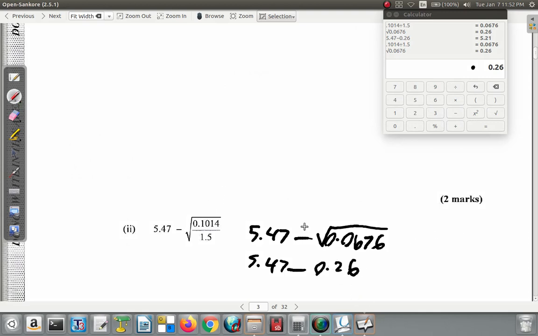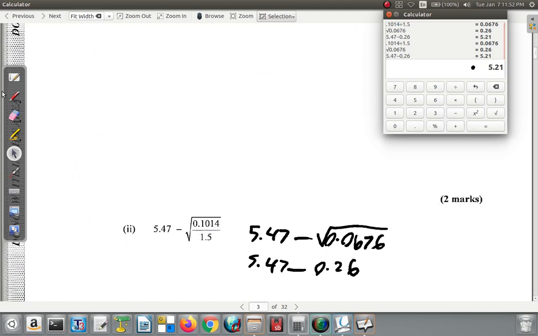Then finally, you're going to write down the answer. But what you'll have here is really 5.47 minus that, 5.21 is the answer. So you get 5.21. You show the working, as much working as possible.